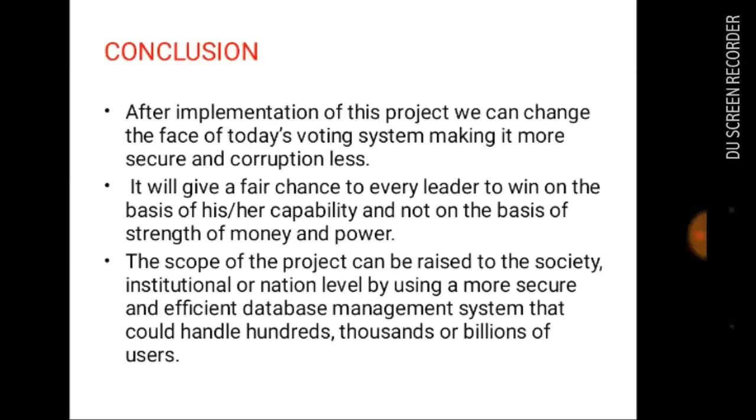Conclusion: by implementing this project we can change the face of today's voting system, making it more secure and corruptionless. It will give a fair chance to every leader to win on the basis of his or her capability and not on the basis of strength of money and power. The scope of the project can be raised to the societal, institutional or national level by using a more secure and efficient database management system that could handle hundreds, thousands or billions of users.